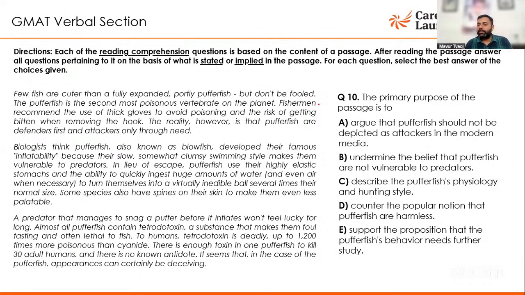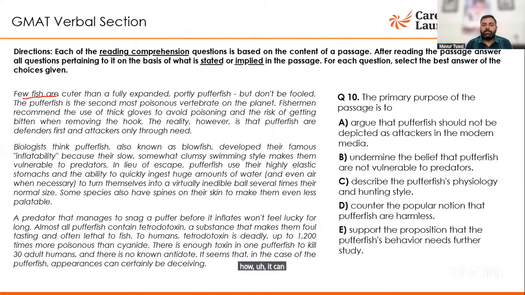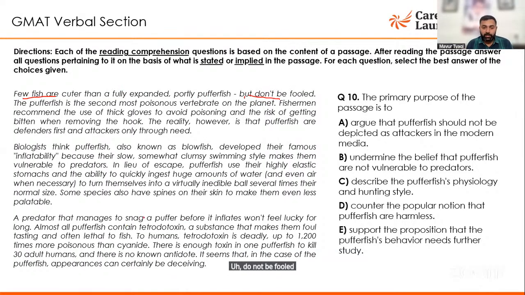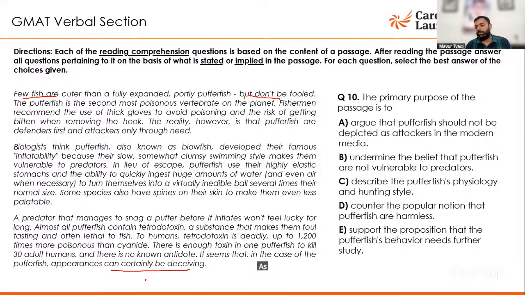All right, guys, I believe we have read through the passage here. So if you see, this passage talks about the puffer fish, how it can be dangerous, but only when required. So it's not really a predator. Do not be fooled. Looks can be deceiving. I think they go back to the same point in the end as well. Appearances certainly can be deceiving, right? In between, they describe the ability and certain details about the fish as well. So that is what the passage seems to be.